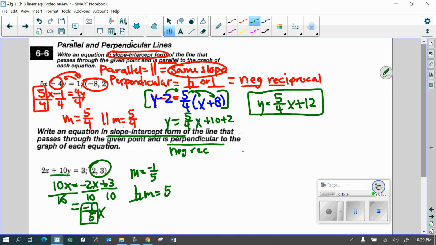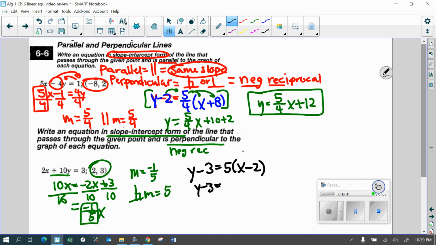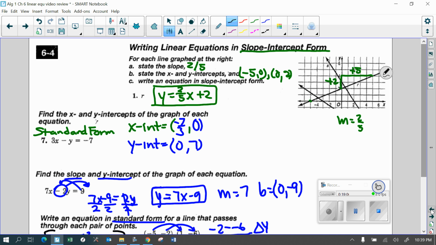And then I'm using that point. So now I go ahead and write it out. Y minus the y coordinate equals the slope times x minus the x coordinate. Okay, distribute that through and add the 3 across. 5x minus 10, add the 3 across. Negative 10 plus 3 is negative 7. And there's my answer. All right, there you go with that one. And that is it. 19 minutes.